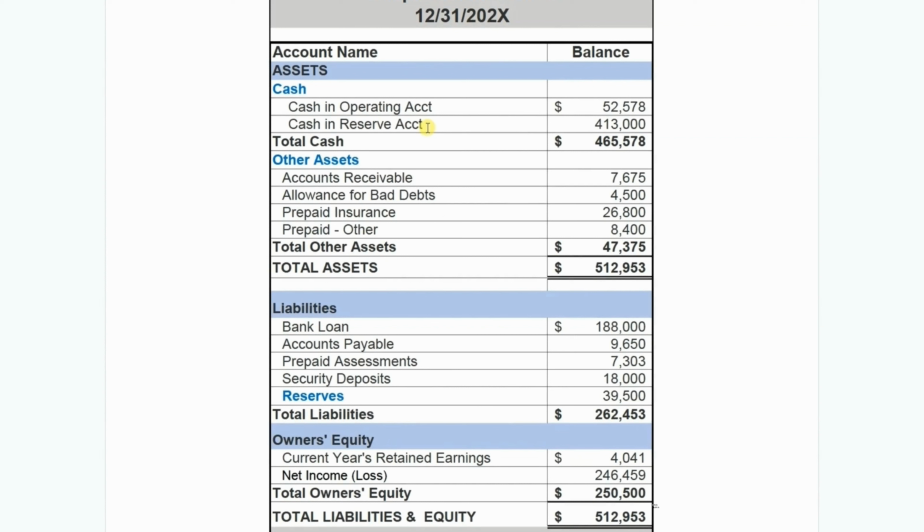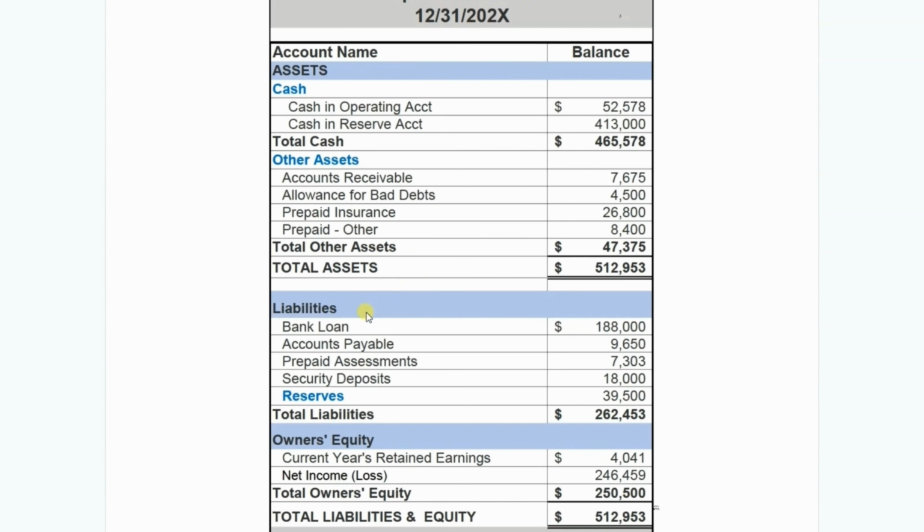In terms of other assets, some line items will be account receivables, which is money due to the association, typically from unit owners. Allowance for bad debts is money that the association sets aside to cover any uncollectible amount due from unit owners. Prepaid insurance is the unused portion of the association's insurance premium paid to the insurance provider. Prepaid other is a general category for any other money the association paid in advance, for example, a deposit paid to a vendor for a job pending completion.